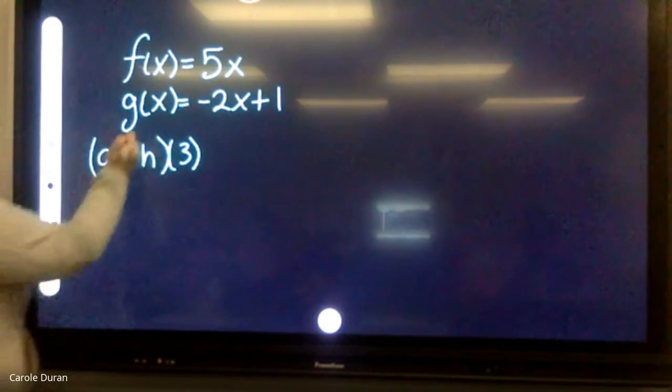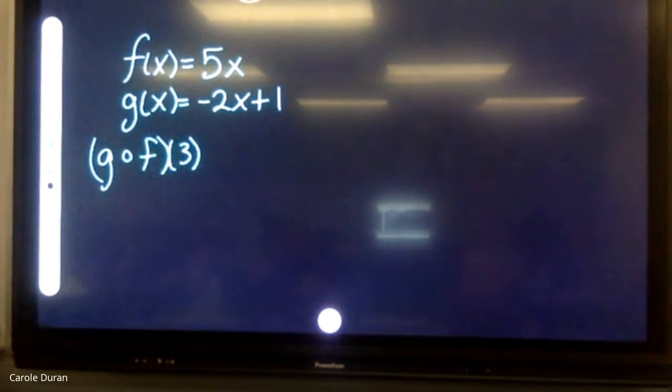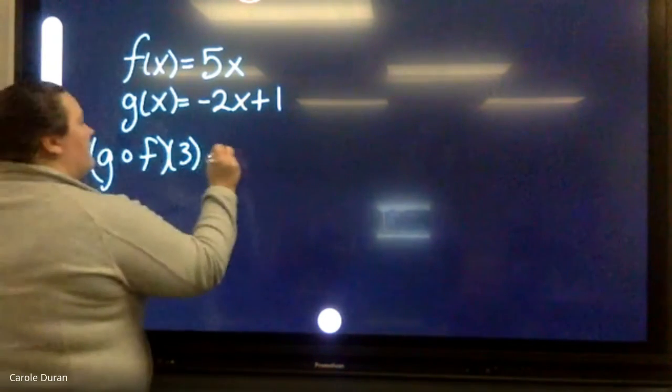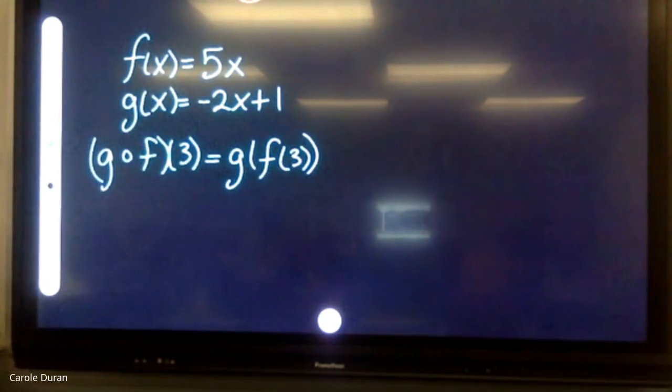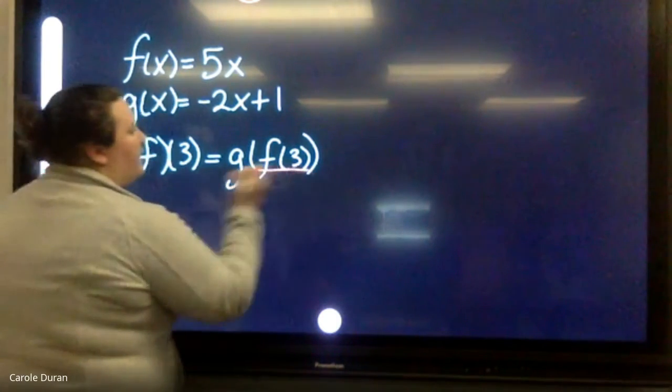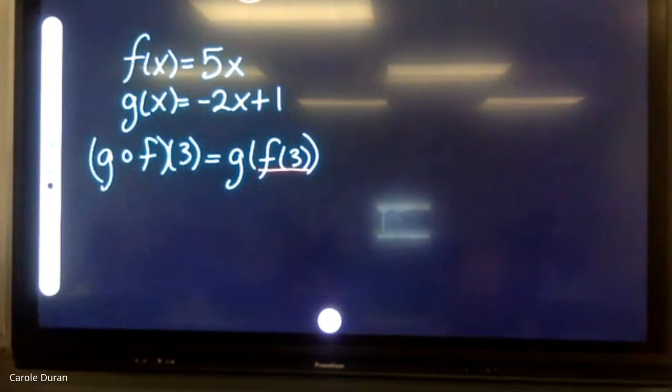Oh my gosh. G of f, yeah, thank you. Rewriting this in the other notation because it makes it a little bit more apparent how we'll be working through it. This becomes g of f of 3. So what is my very inside function here? Say it louder. It's f of 3, right? Because that's what's inside that set of parentheses.